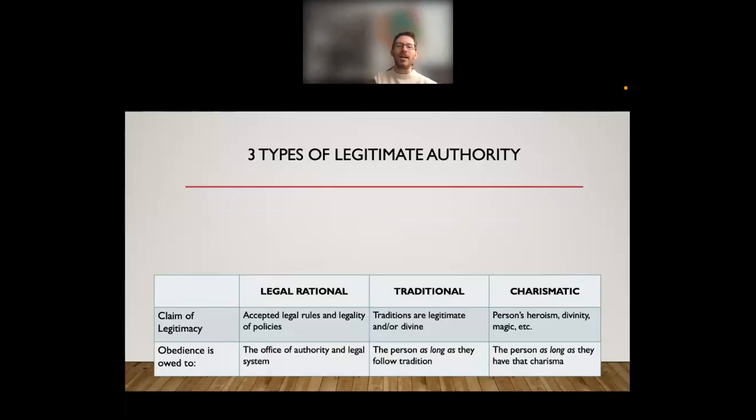In legal rational authority, this is a system of authority based on accepted legal rules and the legality of policies. We as people accept a legal system and accept the rulers in that system, who generally are elected or appointed. So in a legal rational system, we obey the office and the legal system. We don't necessarily obey the person, we're obeying the office.